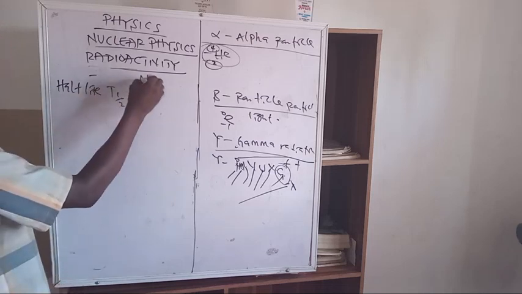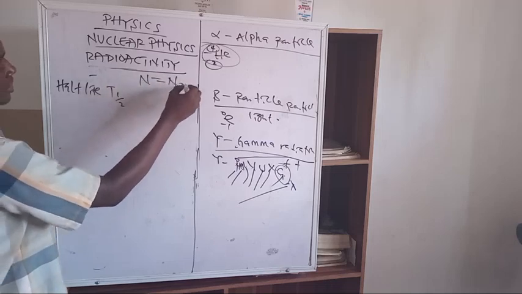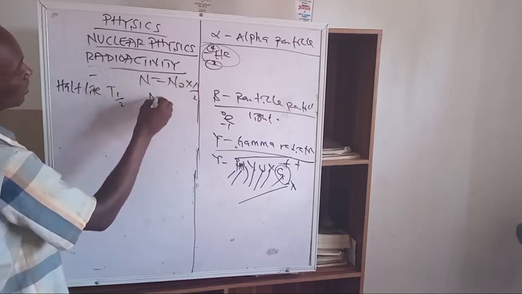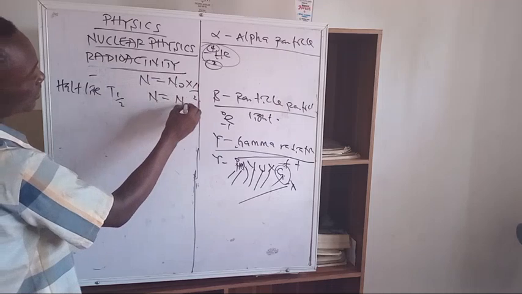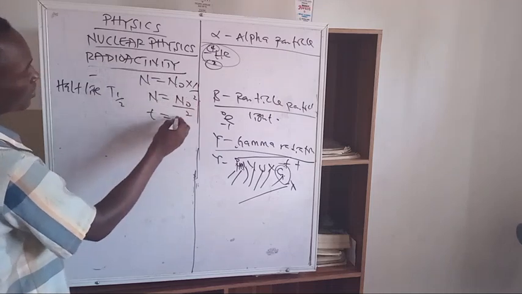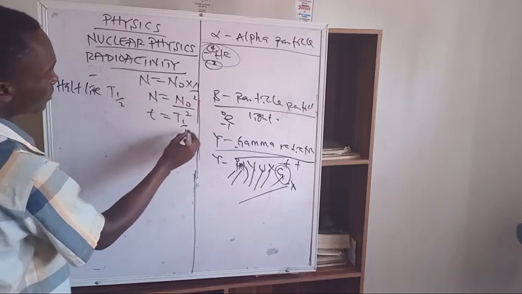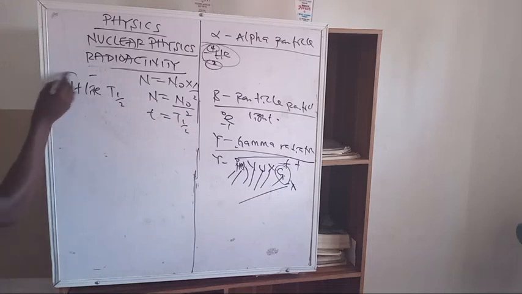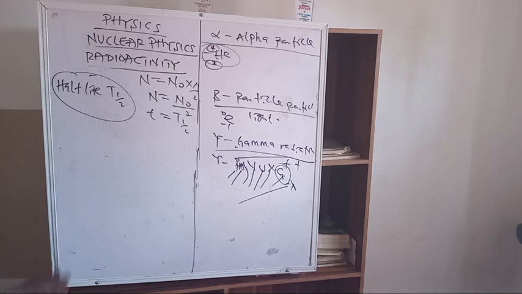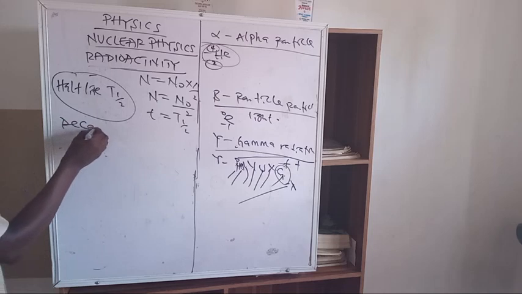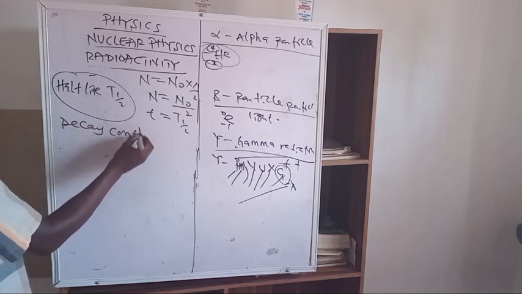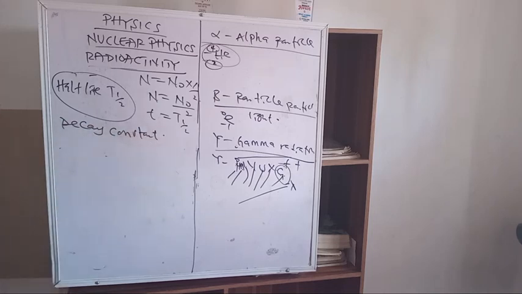So you have N is equal to N naught multiplied by 1 over 2, or the final number of atoms is equal to N naught over 2. Then your T is equal to T half. All right, that's what we have in half-life: the time it takes for half of a radioactive atomic nuclide to decay to half of its original value. Then another thing is what we call the decay constant. But before the decay constant, I want to talk about the law of radioactive decay.